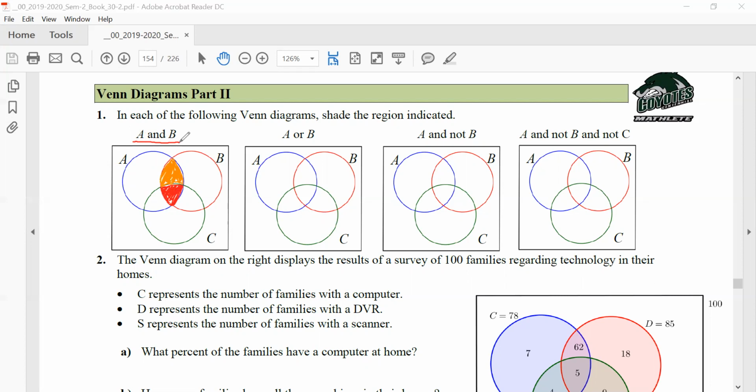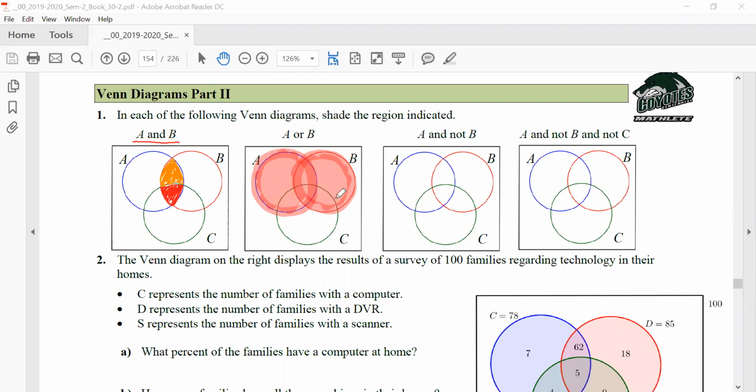Okay, A or B. Well, A or B, same as last time. I'm in A, or I'm in B, or I'm in both. So there's A or B. That usually doesn't get anyone into any trouble. That's a pretty simple one.